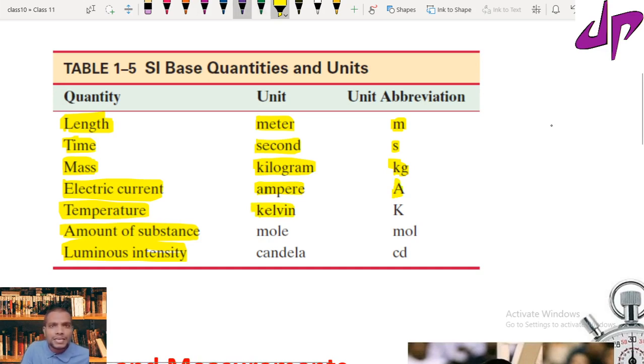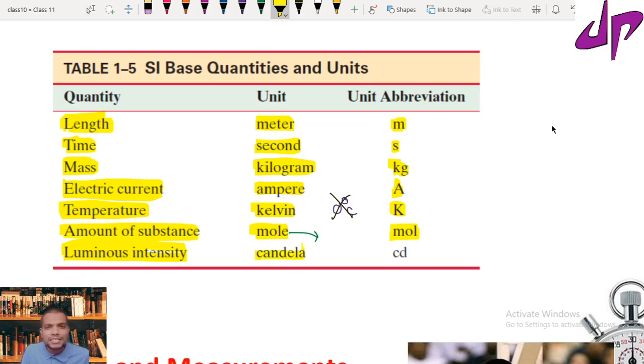So don't be confused that temperature we used to measure in terms of degree centigrade. So this one please be careful. The basic unit of temperature is the Kelvin unit. And amount of substance, mole. This is a very necessary unit we need to deal with in chemistry. Amount of substance, so its unit also goes to mole.